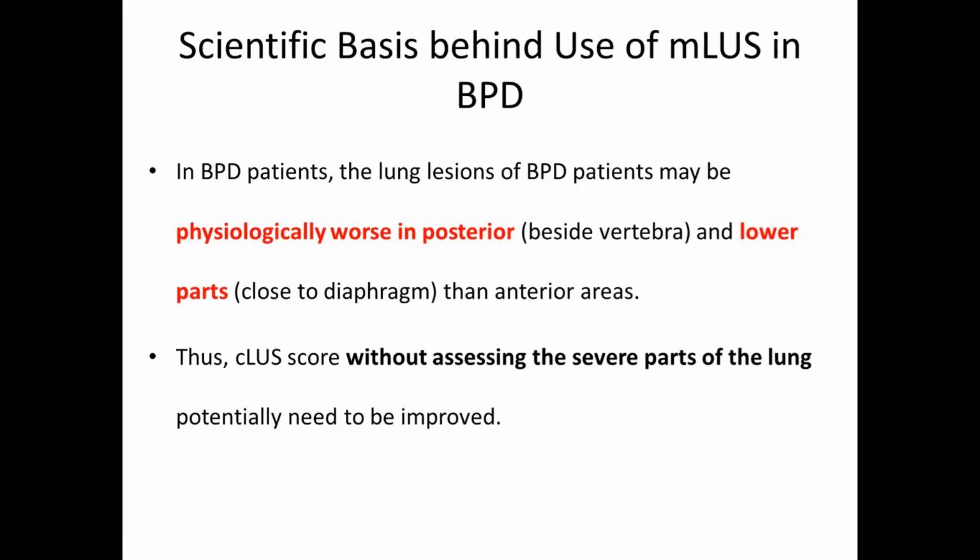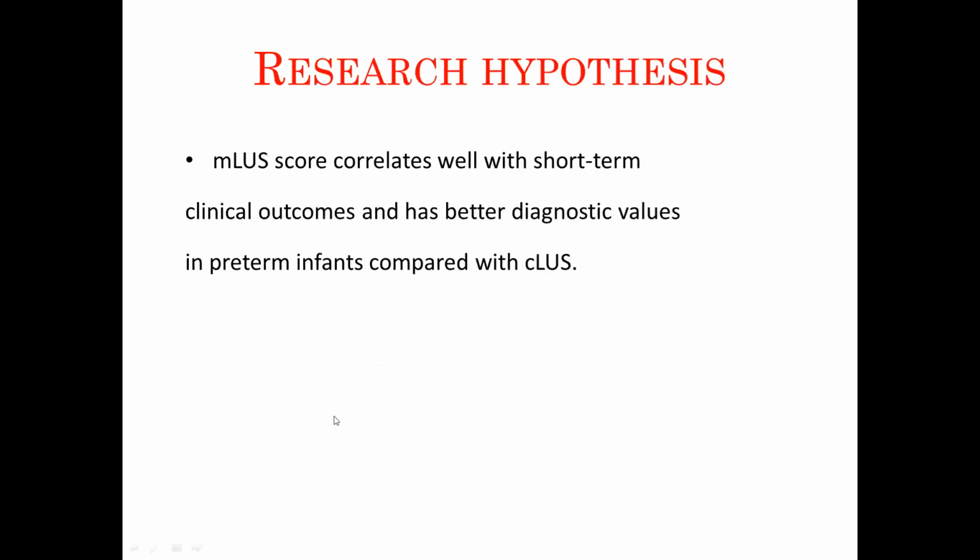In BPD patients, why is this modified lung ultrasound score important? Because in classical lung ultrasound, they have used only the anterior and lateral part. And as we know, the BPD lesions can be present, or more significantly present, in the posterior and lower part of the lung. So that area must be seen, which is not seen in the classical lung ultrasound score. And so let's go to the article part.